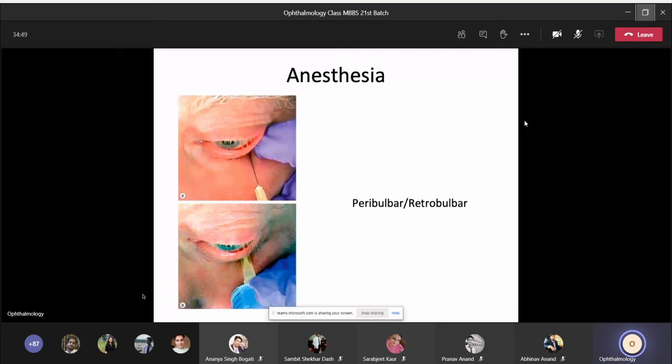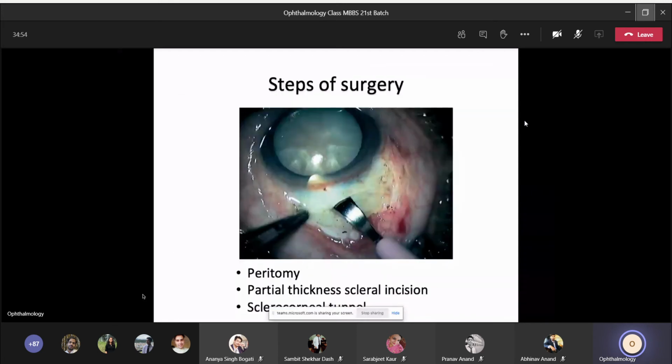Once you give anesthesia, we have to press the eyeball so that intraocular pressure is not raised. Then, after the effect of anesthesia is there, we have to give the incision. To give the incision, first we have to do peritomy. Peritomy means that we give the incision in the conjunctiva, so we have to cut open the conjunctiva. If you can see here, this is the pinkish structure, the conjunctiva. We have cut the conjunctiva and retracted it so that the sclera is exposed.